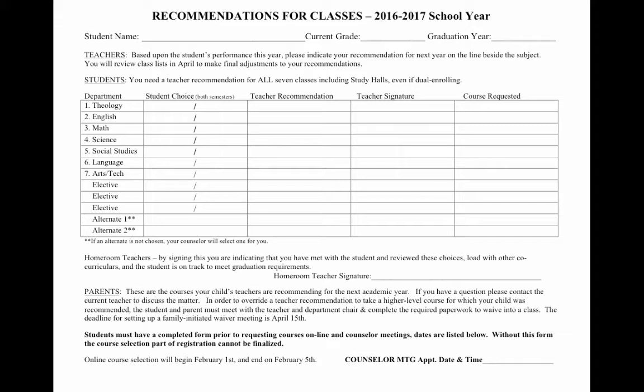All right. You notice the first column there says student choice, both semesters, and it lists the departments to the left of that. What we ask you to do is, as you begin, you need to list what courses you want to take each semester in each of those departments. So first semester goes to the left of the hash mark in the student choice column. Second semester choices go in the right-hand column of the hash mark.